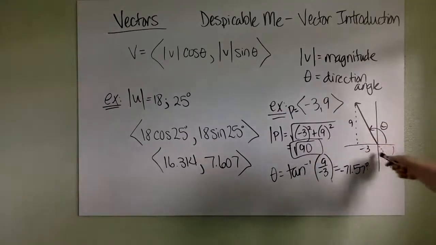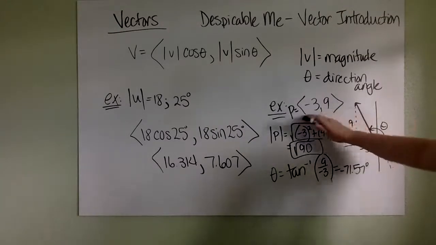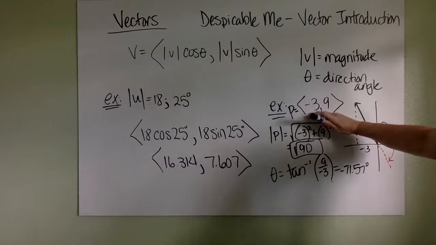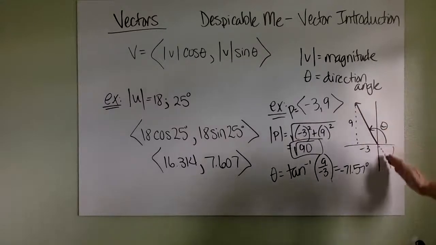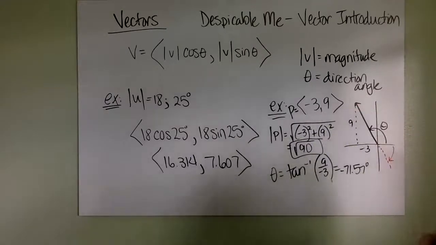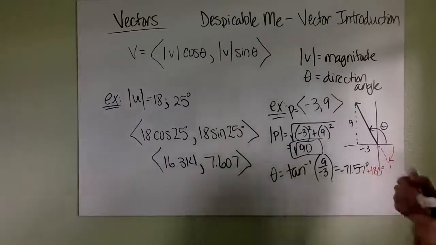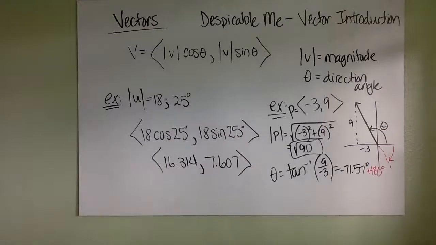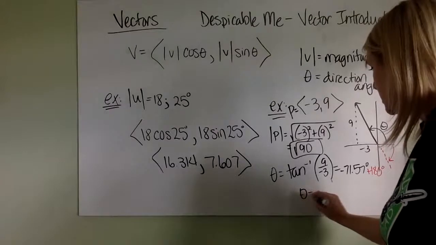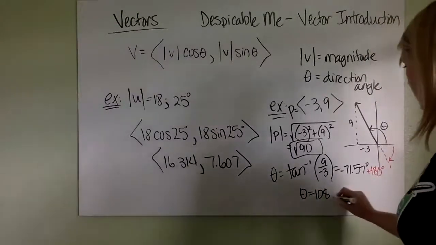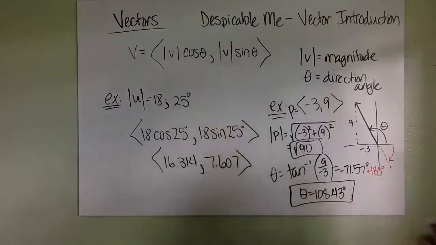So it's giving me a fourth quadrant angle, but according to my picture, according to the component form of my vector, I need a second quadrant angle. So how do I get from down here to up there? You add 180 degrees. So adding 180 degrees to our -71.57 gives me 108.43 degrees. And that is the second quadrant angle that I need.